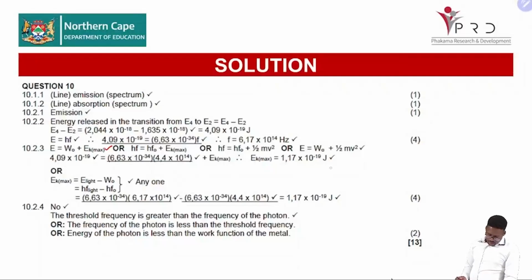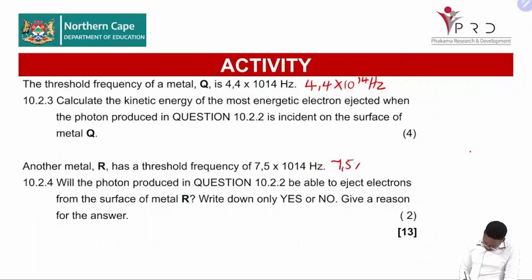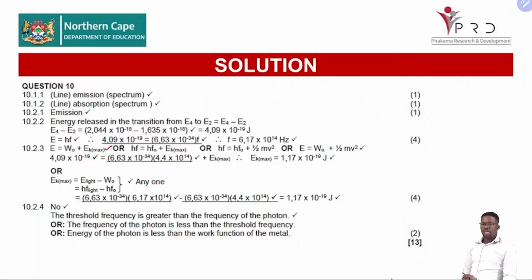Then the next question is saying another metal R has a threshold frequency of 7,5 times 10 to the power 14 hertz. Will the photon produced be able to eject electrons from the surface of metal R? Yes or no? And give a reason for your answer. The answer would be no. Why? Because the threshold frequency is greater than the frequency of the photon.